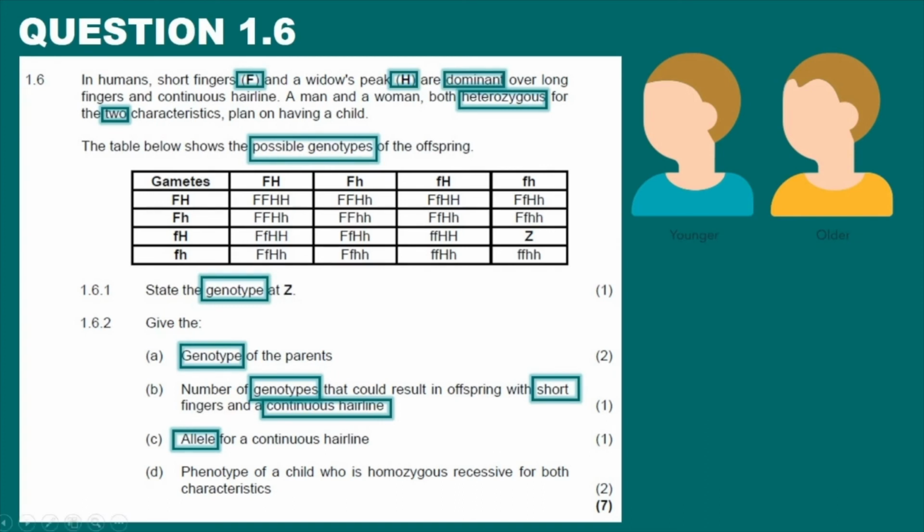So in question 1.6.2, they ask you for the phenotype of the child who is homozygous for both of the recessive alleles. So homozygous again refers to alleles that are the same. So it's going to be the phenotype of the child of the recessive alleles. So again, short fingers and widow's peak is dominant. So they just want the phenotype for the recessive alleles. So that's going to be long fingers and a continuous hairline. But the trick is that they asked the phenotype, not the genotype.